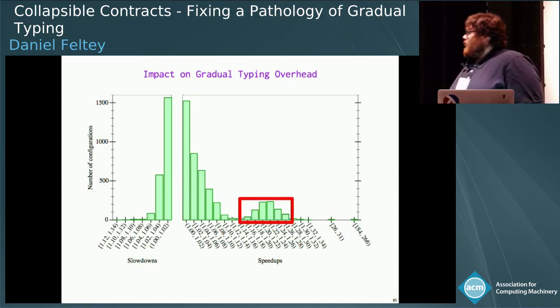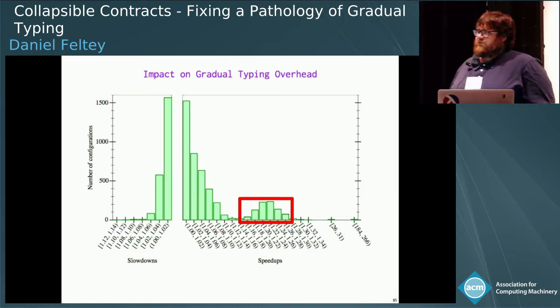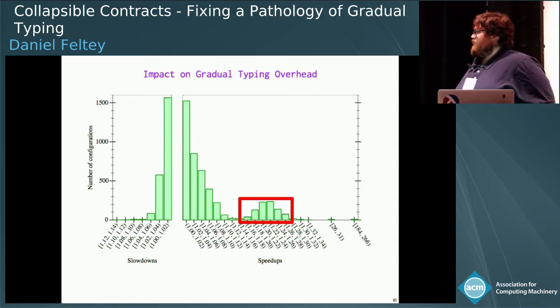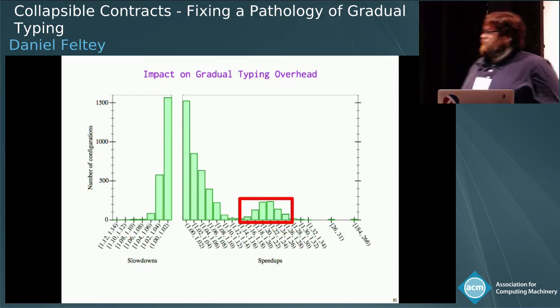Somewhere in the middle, we have this bump around 1.2x speedup, which we didn't really expect before our experiments or even while we were implementing this. So these are programs that we think exhibit some amount of this excessive contract wrapping, but also do other things, so they're not significantly sped up, but they do still exhibit some performance increase.